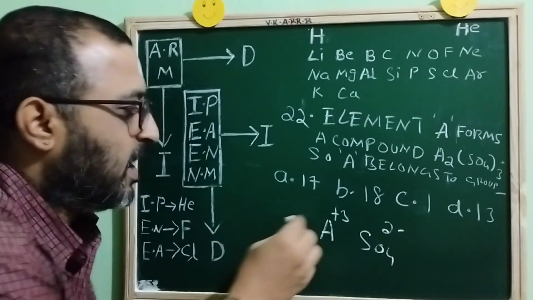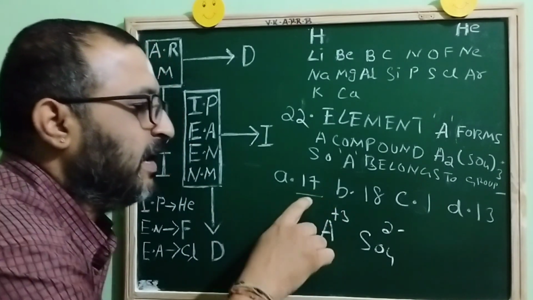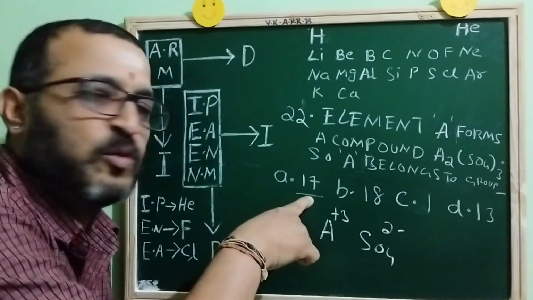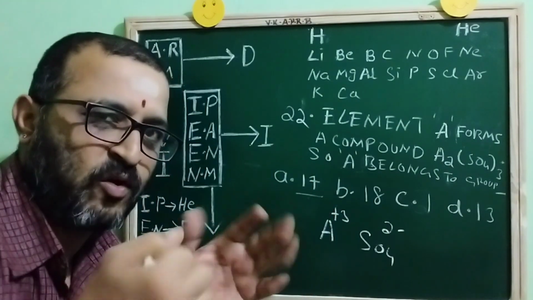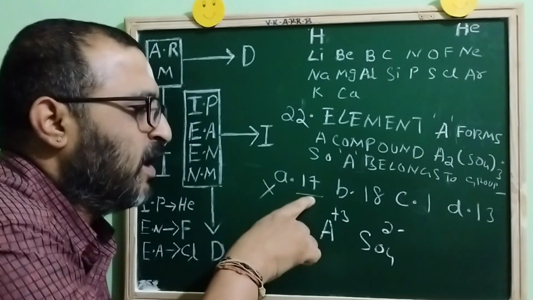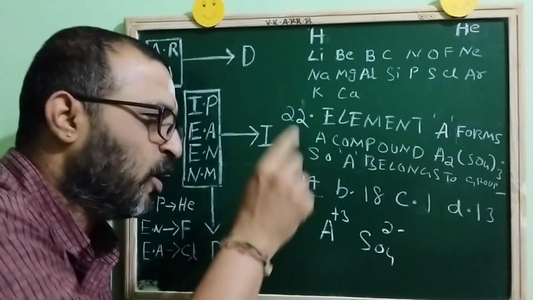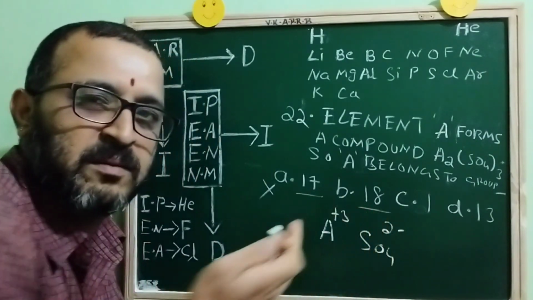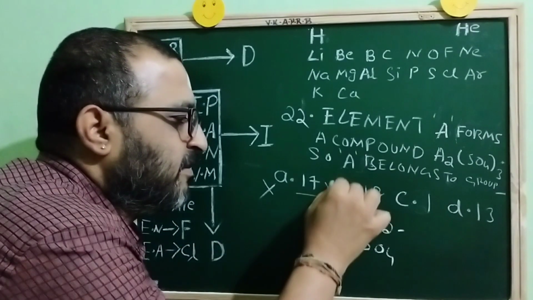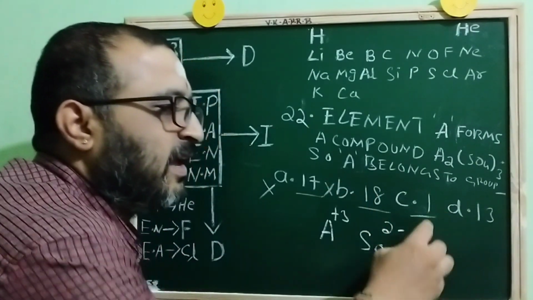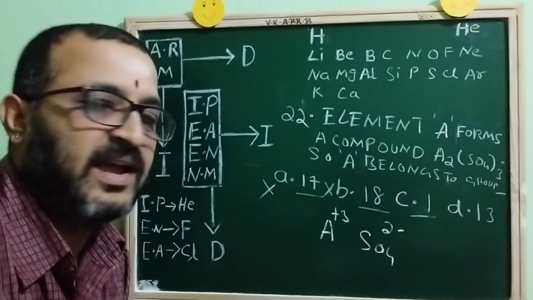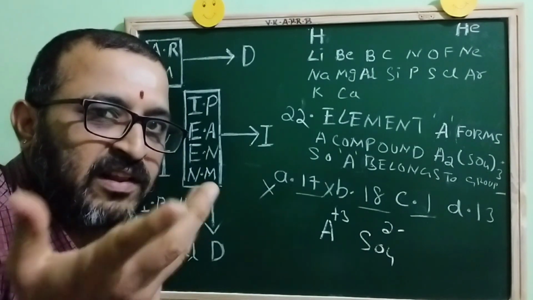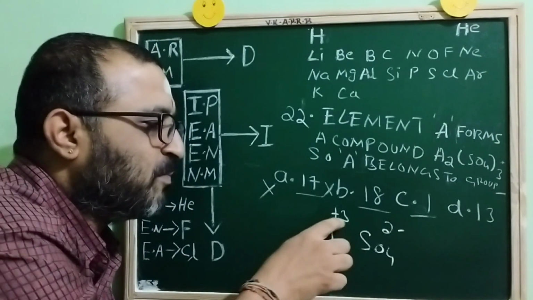Now, children, option A is group 17. These elements have 7 electrons in the outermost shell, so this is ruled out, and moreover, it is a non-metal. Group 18 means noble gases. This is also ruled out. Option C, first group, has 1 electron in the outermost shell. Then how can it form a valency of plus 3?